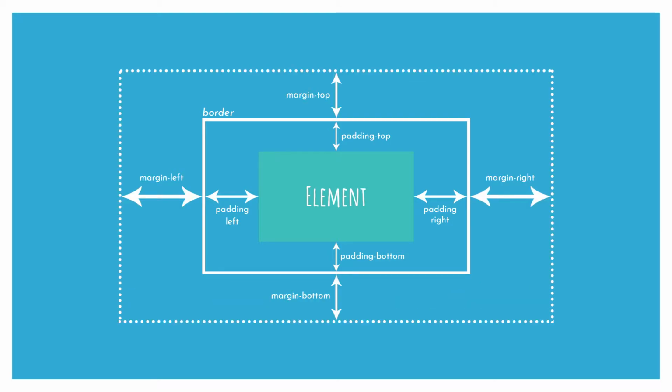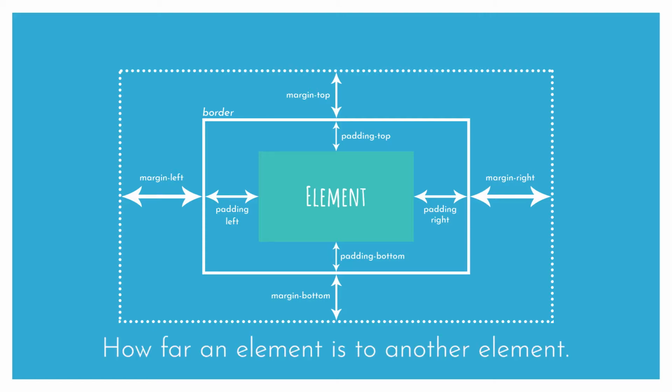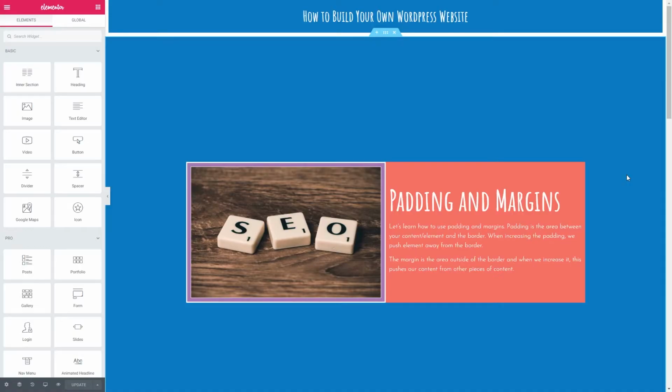The margin is the area around your element but outside of your border. Again, there is a left, right, bottom and top margin, and you can either have these values equal or have different values depending on how you want to design your page. The margin is how far away the element is to another element. So let's look at some more practical examples of padding and margins.